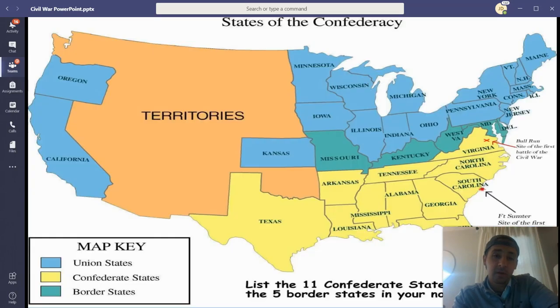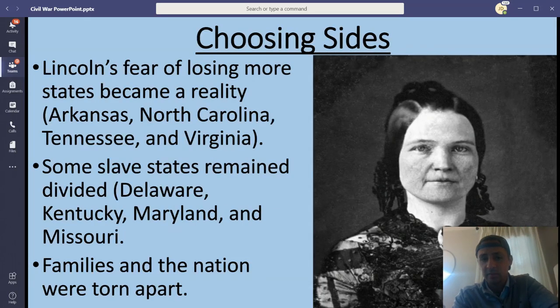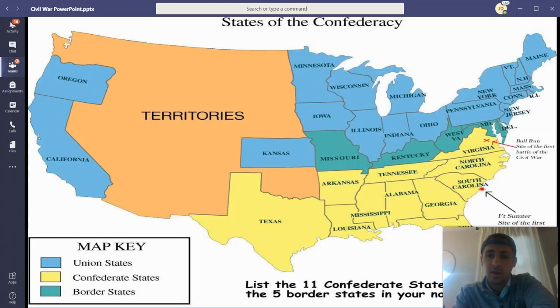So Lincoln's fear of losing more states does become a reality. But some states, like we discussed, do remain divided: Delaware, Kentucky, Maryland, and Missouri. They wind up being pretty much divided throughout the war, but they don't really wind up seceding. They pretty much stay with the North, with the Union, the whole time.